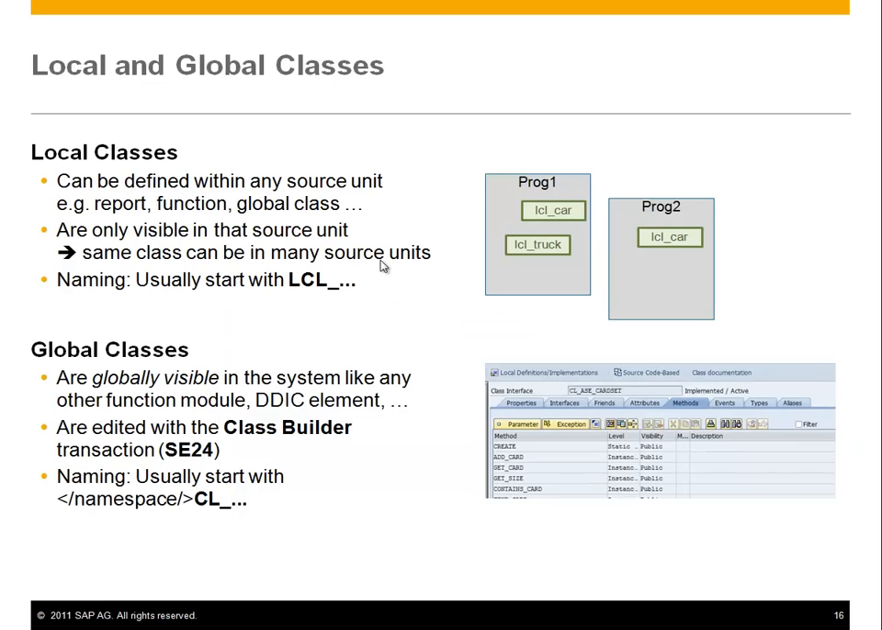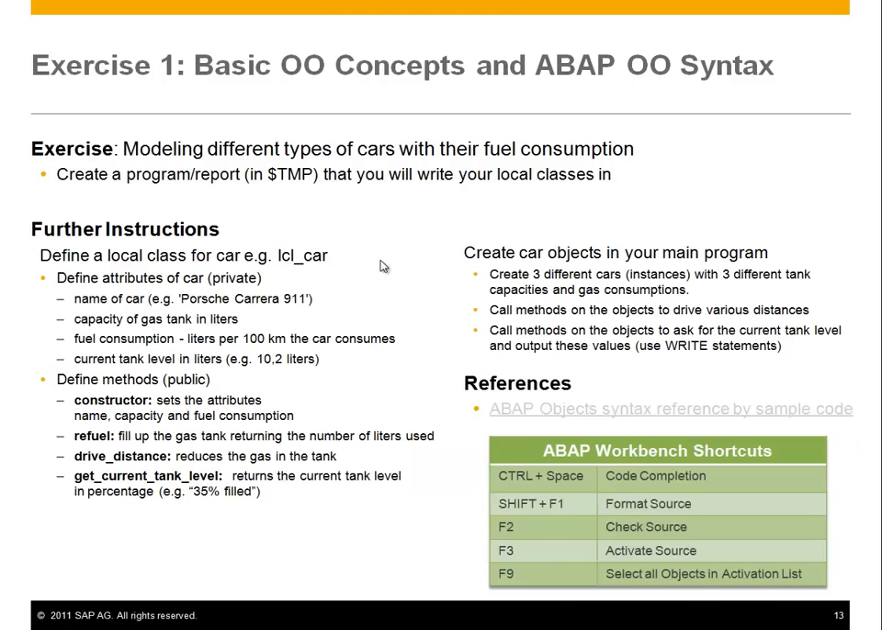Oh, that was a jump to the wrong place. Okay, so finally a few hints. In the workbench there are some really useful shortcuts that you can use. Control Space for code completion, Shift F1, F2, F3, F9 as defined here, so that it makes working easier. So now you can get to the example and the exercise and have fun with it, and we'll come back when we look at the sample solution. Good luck.